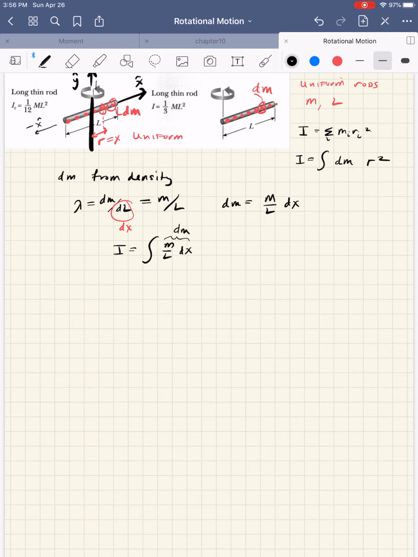And then as mentioned, my r squared is just, here, x squared, based on this nice and convenient place that I placed my origin. And now what matters are my limits of integration. So my rod is going to be integrated from x equals minus L over 2 to x equals positive L over 2. So the location of the origin is also changing the limits. And when I'm done pulling all my constants out of this integral, it will take this form.